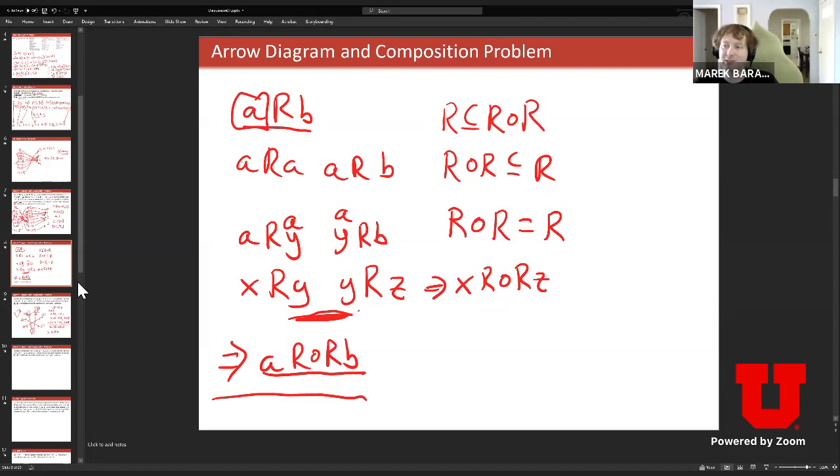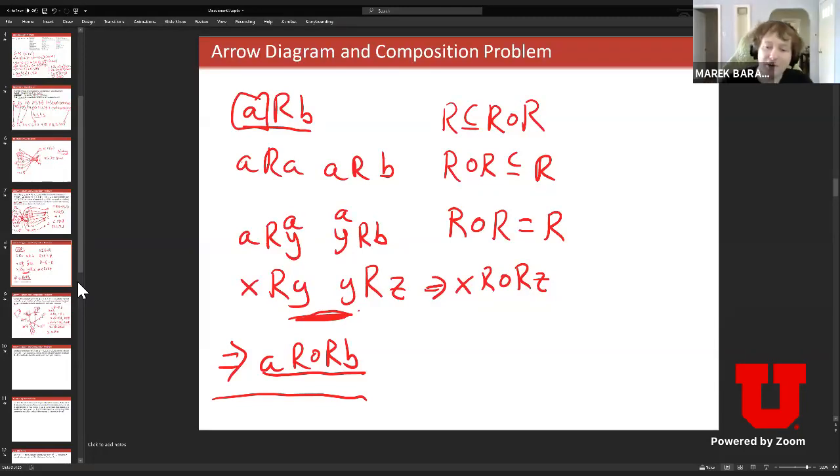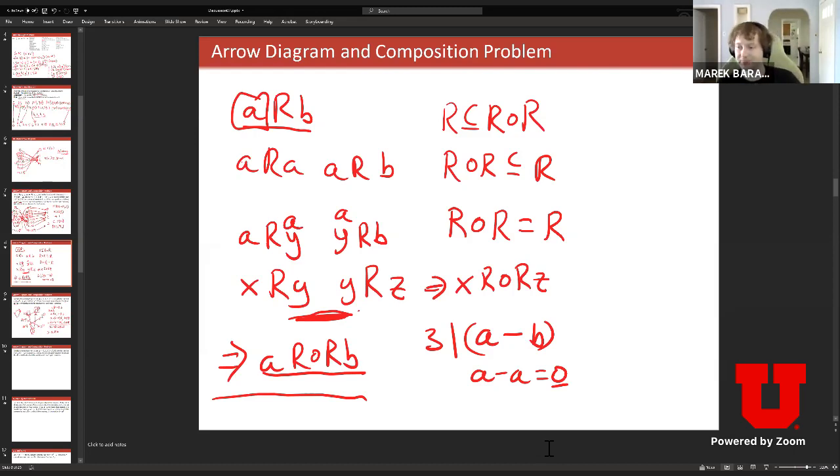Is that good? But how can every number relate to itself if every other number isn't divisible by 3? Okay, yeah. So we have a number A, and the definition of the relation is that its difference is divisible by 3, right? So we're looking for this, right? A minus A is equal to 0, right? And this is divisible by 3. So every number is related to itself under this relation. Good question.